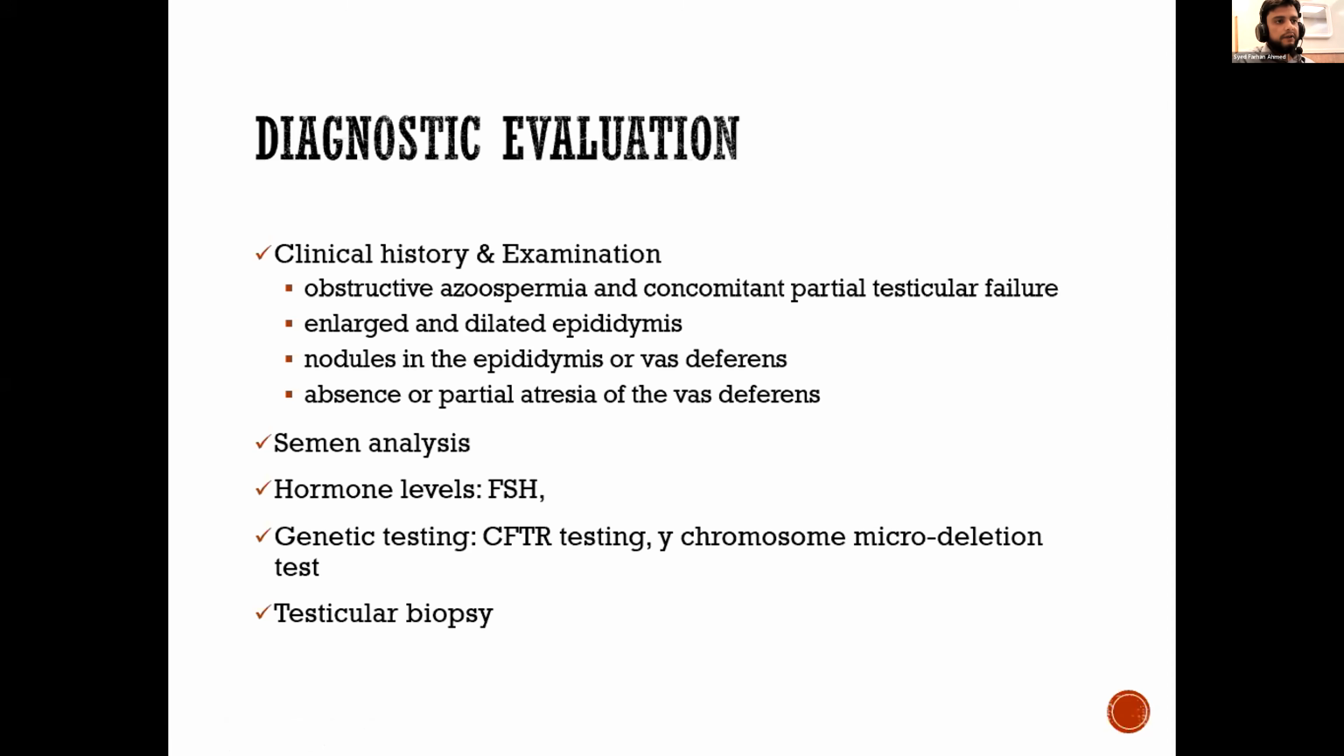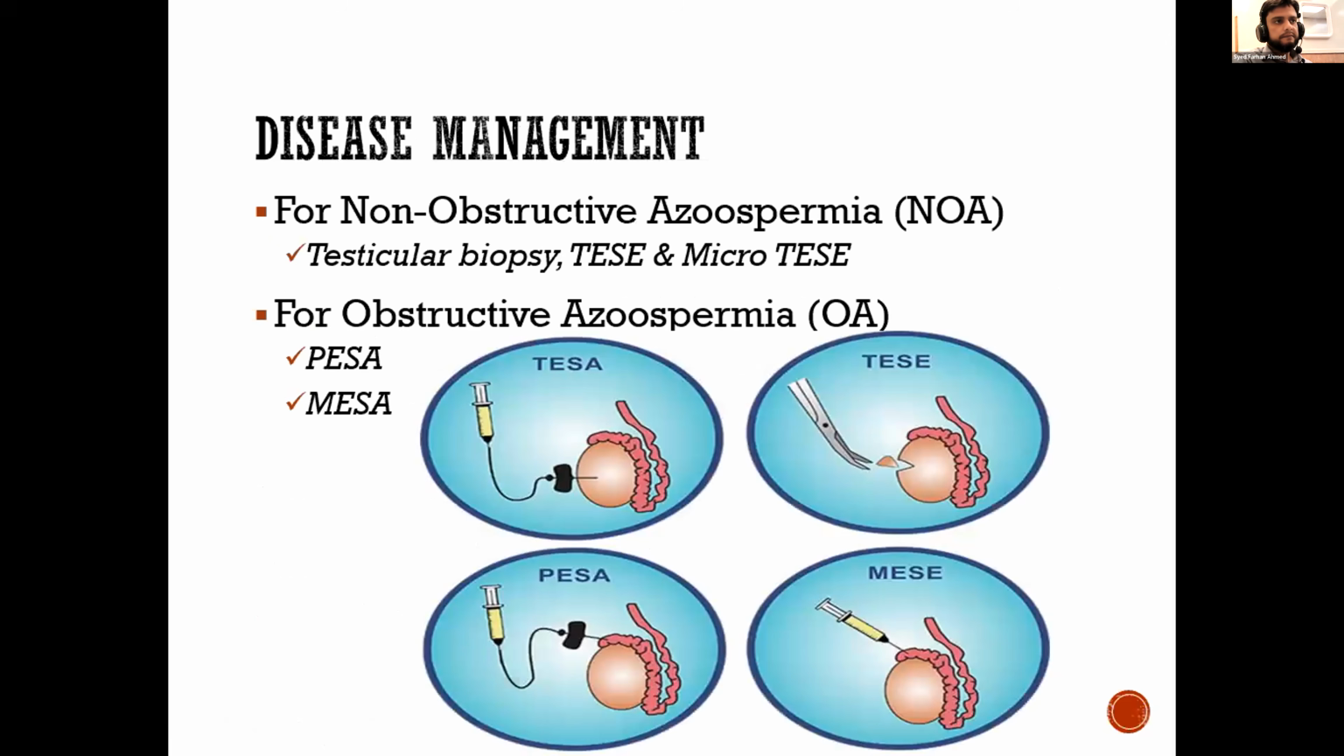The other tests that we run in these cases are semen analysis, hormonal levels like FSH, and some advanced tests, genetic testing, which are CFTR testing or Y chromosome microdeletion test. And ultimately, we do the testicular biopsy to rule out the other causes.